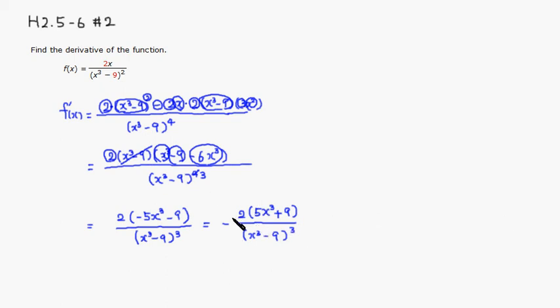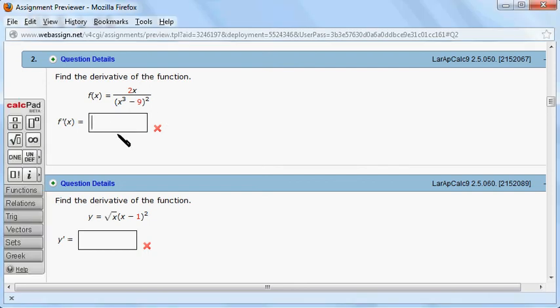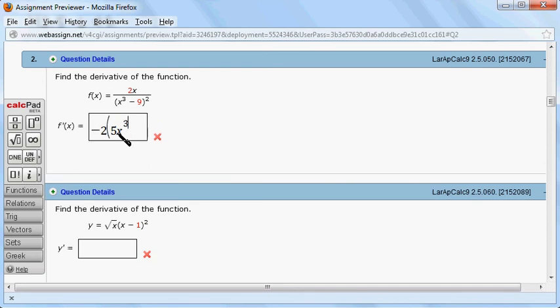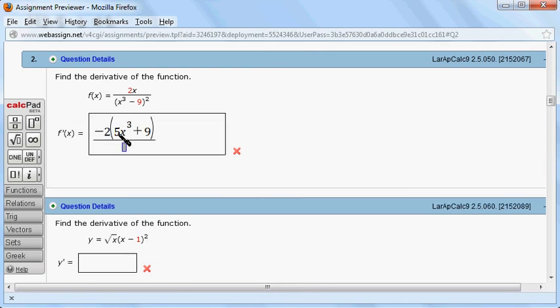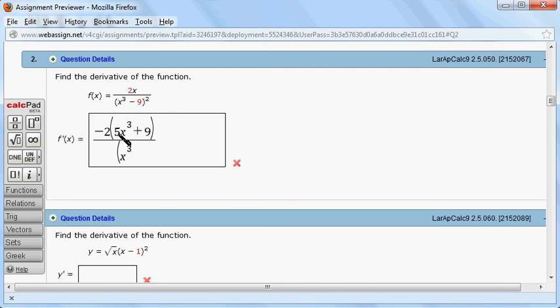All right, so that's that. Let's plug it in. Okay, so our answer was negative 2 times 5x cubed plus 9. Oops, sorry, I have to get it down. So 5x cubed plus 9, then divided by the quantity x cubed minus 9 to the third power.